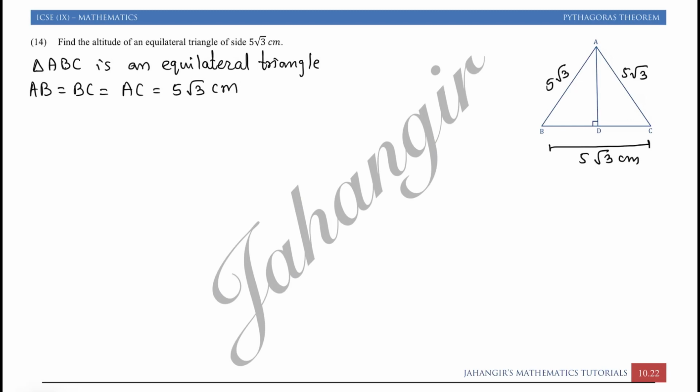Now we will draw AM perpendicular to BC. In an equilateral triangle and isosceles triangle, when any perpendicular is drawn on the base, it always bisects the base. So therefore BD and DC are equal, that is equal to half of BC. That can be written as 5 root 3 upon 2 centimeter, or you can write 5 by 2 root 3 centimeter. Now we can take any triangle. I will take this triangle.